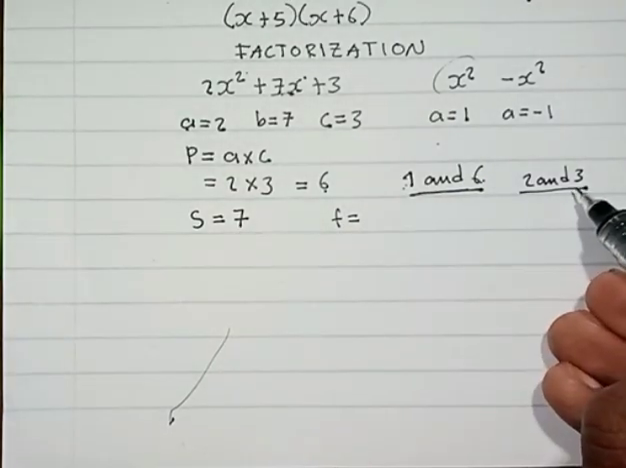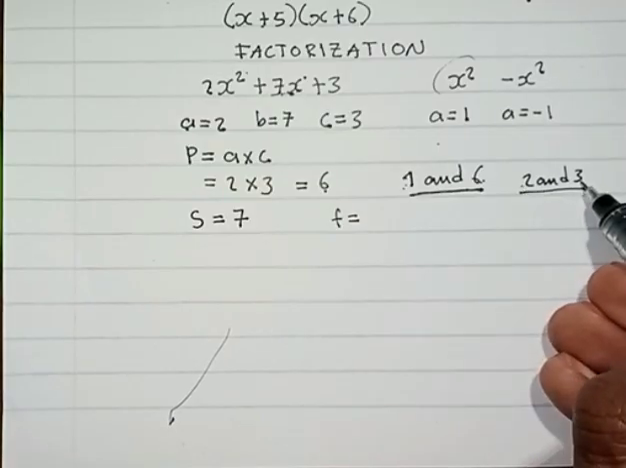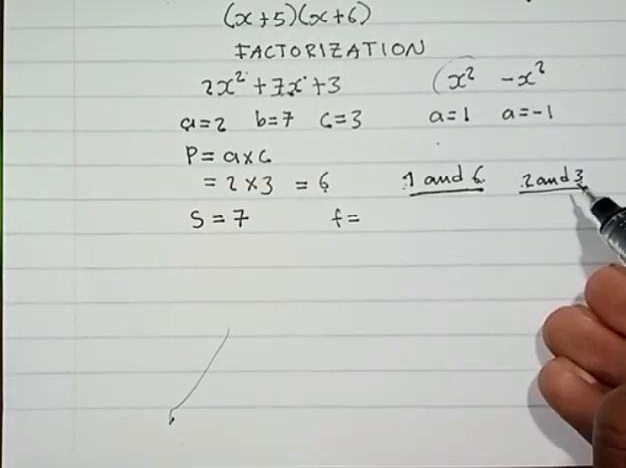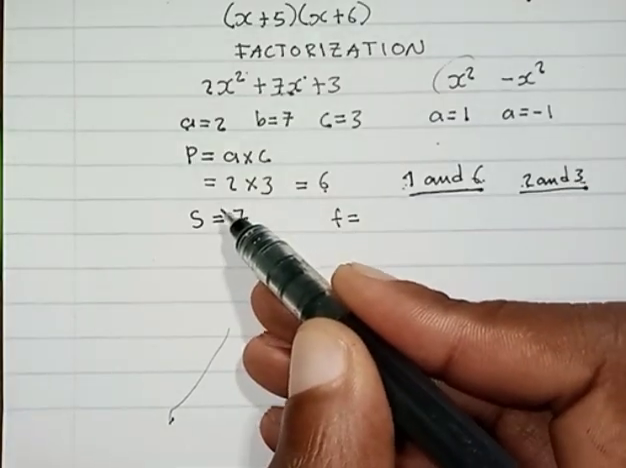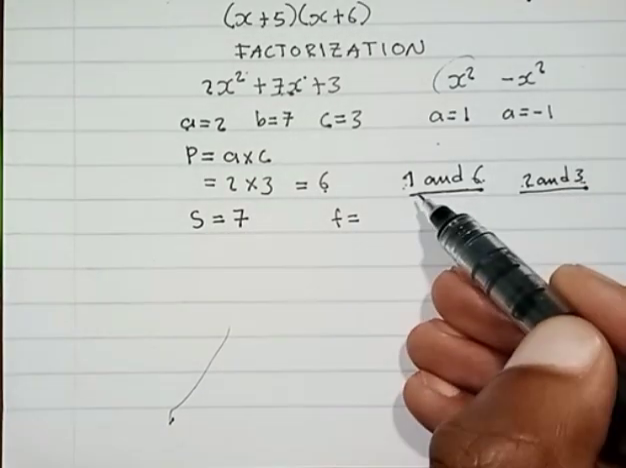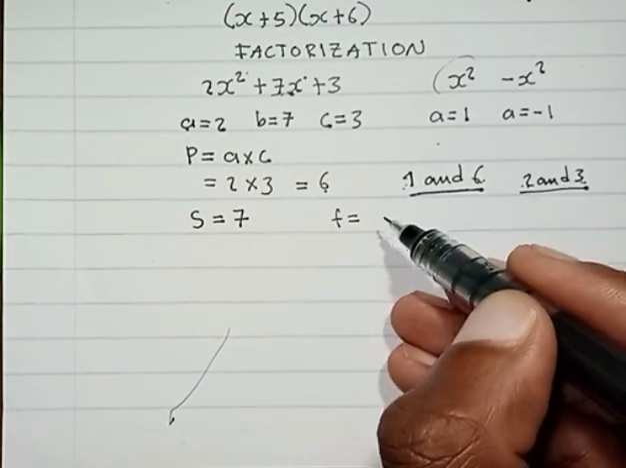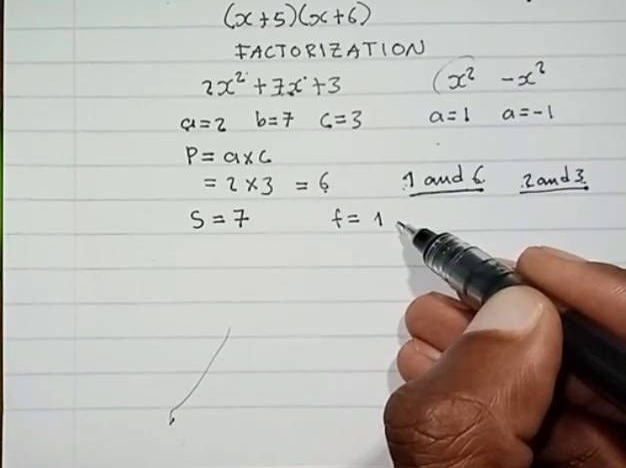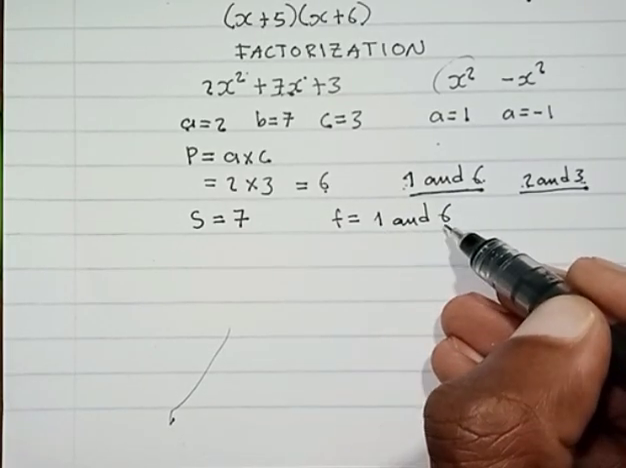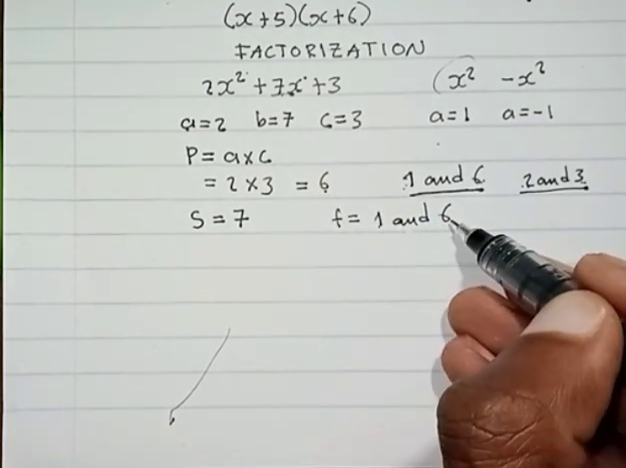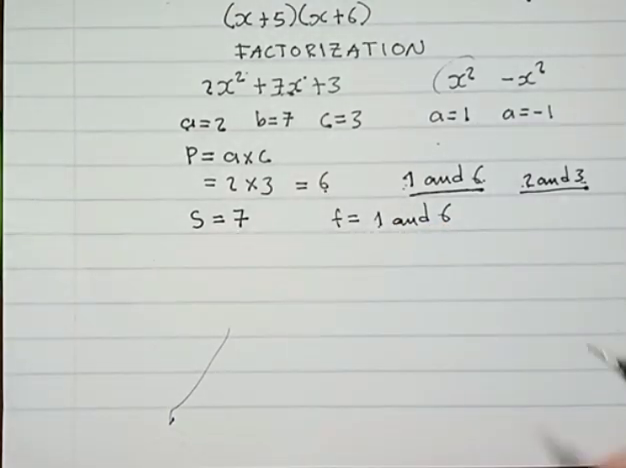But let us look at the second pair. 2 times 3, we get 6. 2 plus 3, we get 5. So these cannot work. They don't satisfy the sum. So we pick the first pair. So our factors are positive 1 and positive 6. 1 times 6 is 6. 1 plus 6 is 7. Those are our factors.